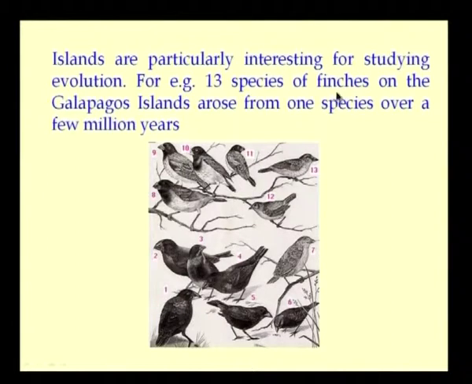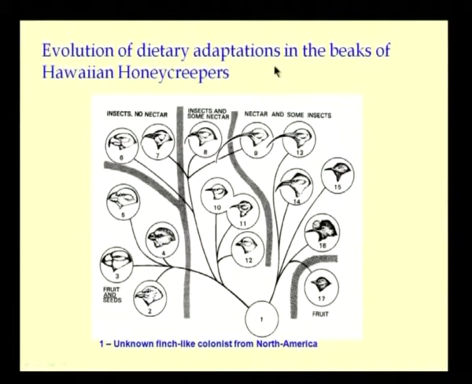For example, you find 13 species of finches on the Galapagos Islands that arose from one single species over a few million years. So, this is number one, the first species. From that we find that so many have arisen from this one single species over a period of time. Now, this is one more picture which shows the evolution of dietary adaptations in the beaks of Hawaiian honeycreepers. Number one, right below in the picture, is the unknown finch-like colonist from North America, but you find how it has diversified into several other species.